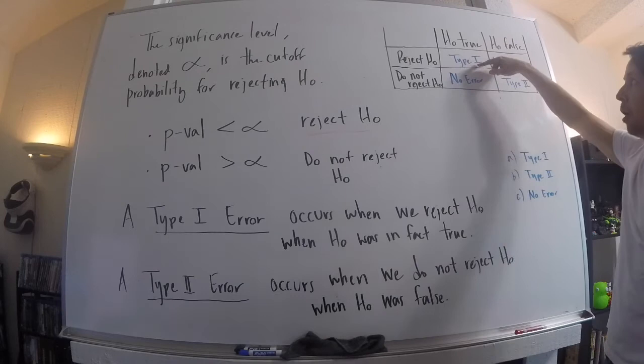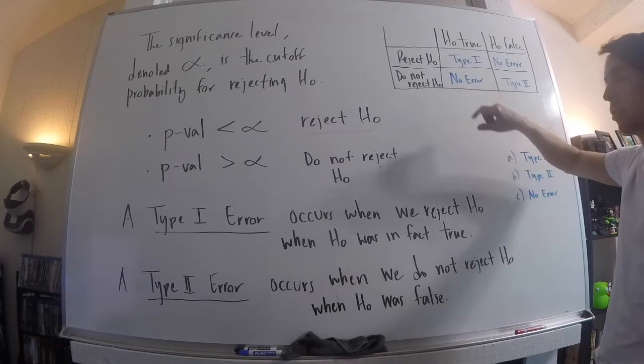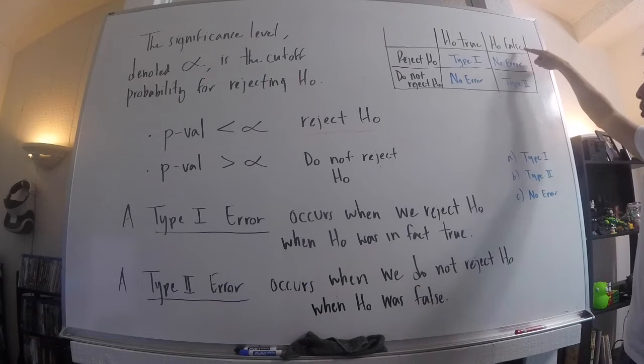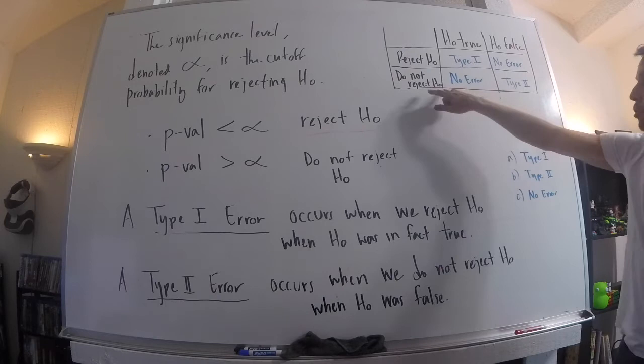If she's faithful and I do not reject her, and I stay with her, that's a correct decision. She was loyal to me. H0's false, she's a cheater. Dating a cheater. If I reject her, that's a correct decision. I should definitely break up with her. But if she's cheating and I don't reject her and I stay with her, I made a type 2 error and I'm staying with a cheater.